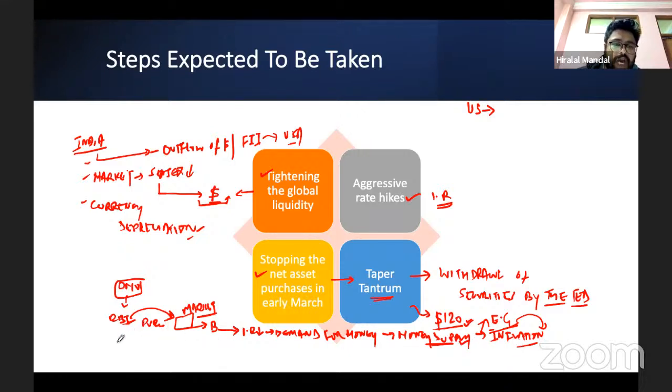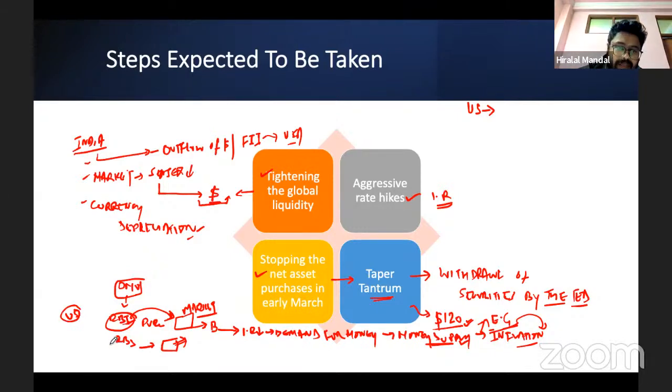Similarly, if the RBI sells securities in the market, or does not buy securities in the market, in that case, if it stops buying securities from the market, less liquidity will be injected into the market. So money supply will automatically reduce. All right. If a similar step is taken by the US Federal Reserve, this is known as the taper tantrum.